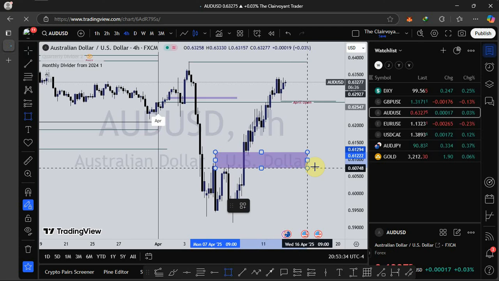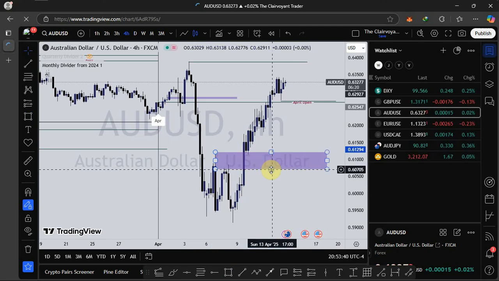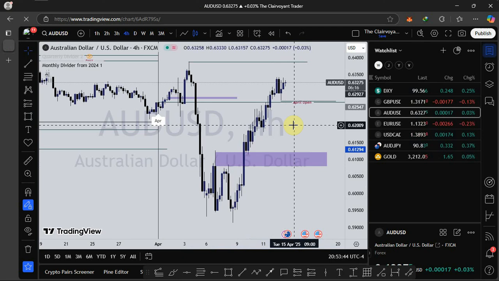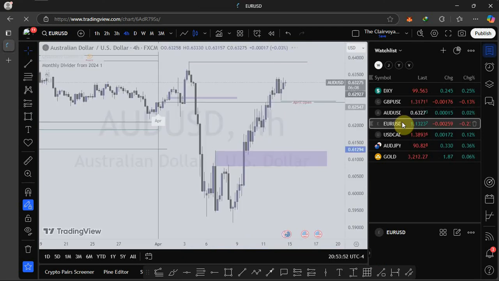That is my expectation so far as AUDUSD is concerned. Let's look at what is happening on EURUSD.